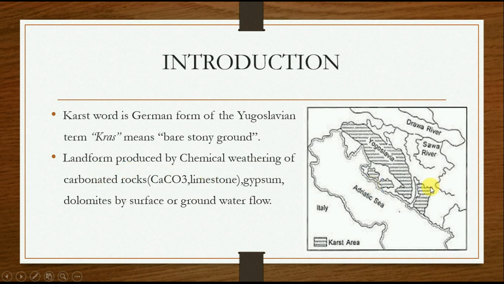So how does this topography form? Basically, it is a landform produced by chemical weathering of carbonated rocks such as limestone or gypsum with the help of groundwater flow. Erosional and depositional processes happen in this region. Now, what are the landforms that are formed with the help of these erosional or depositional processes? We are going to find out next.